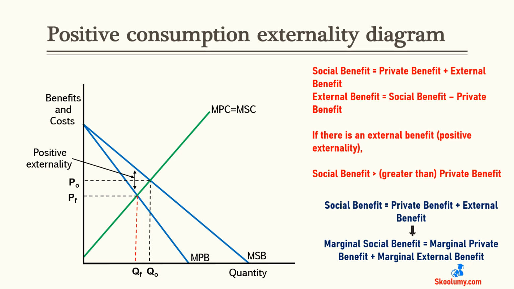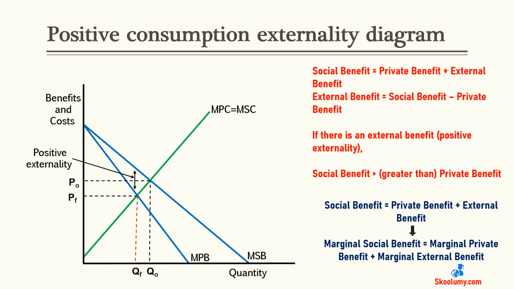We draw two demand curves when we want to draw a consumption externality diagram. One will be marginal social benefit, the other will be marginal private benefit. We don't have a curve for external benefit. It is the difference between the social benefit and the private benefit. It is the distance between the two curves. Social benefit is equal to the sum of private benefit and external benefit.